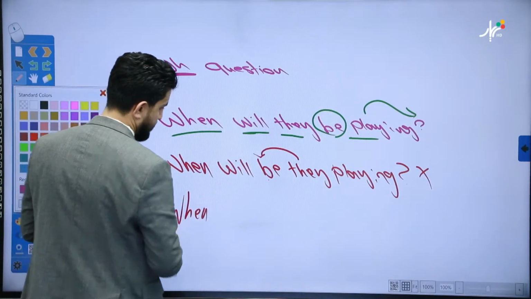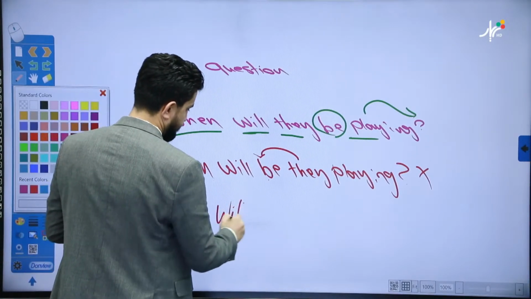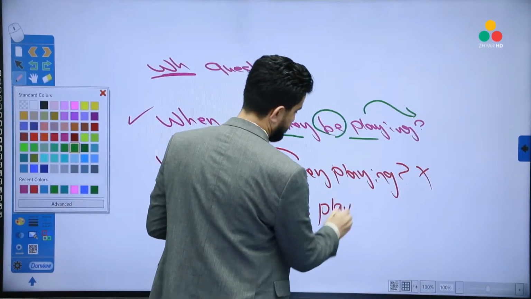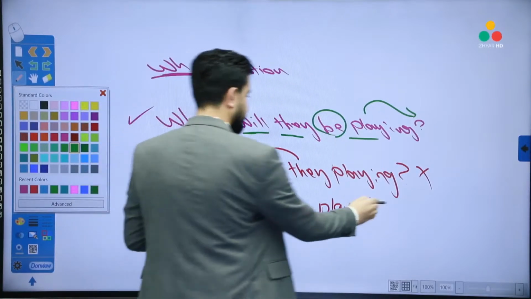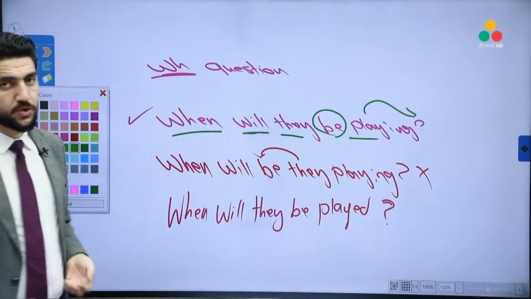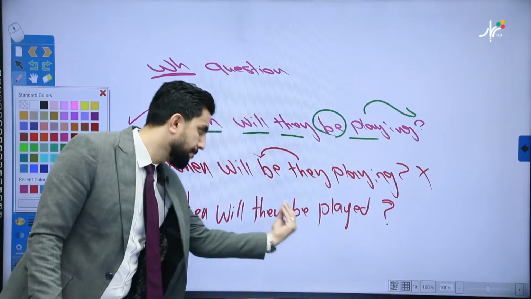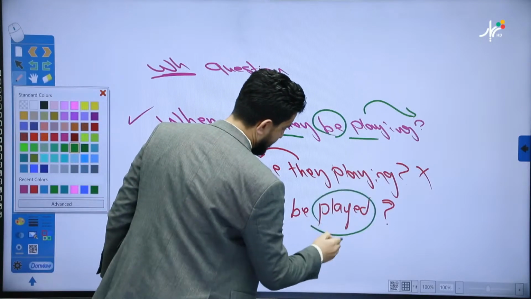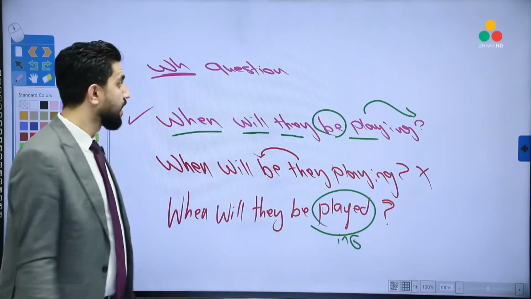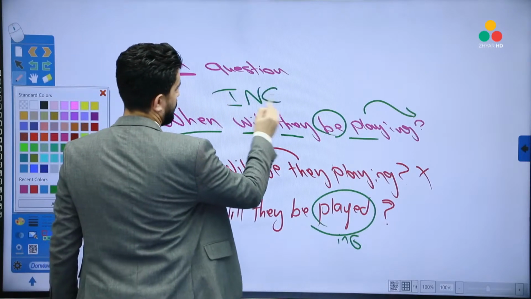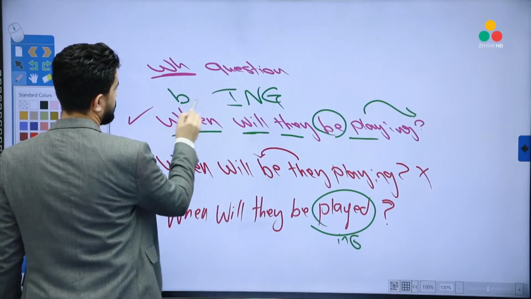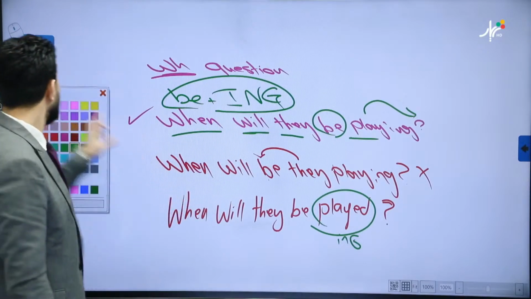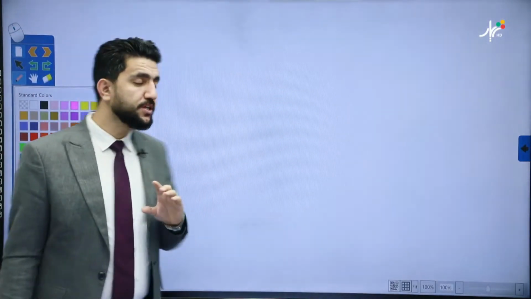What about this one? When will they be played? Question mark. Everything is correct here. When will they be? The verb is not correct. The verb must be playing. Must be ing. The ing verb and also be are the two keys when it comes to future continuous. Very good.